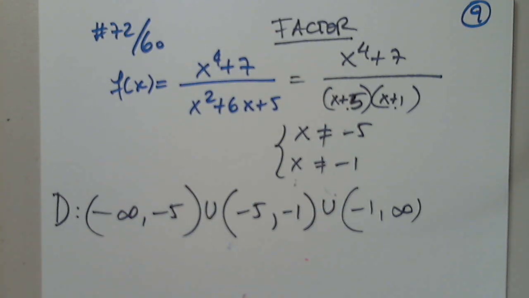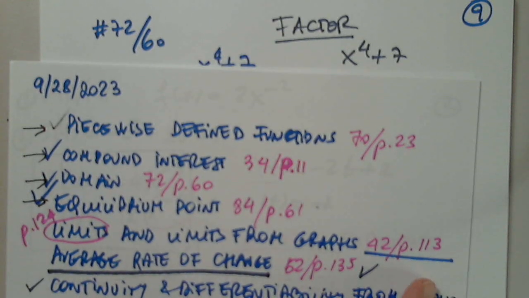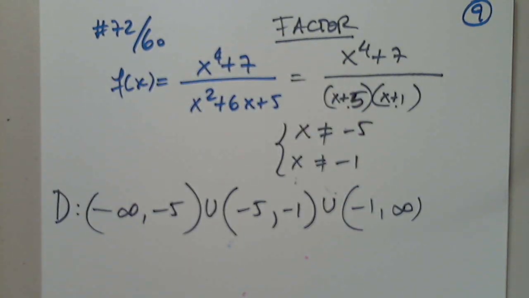And I have 2 pages, 124 and 113. So let's look at 42 first. On 113. I need the book for that. Where is my book? Here's my book. Okay, 113. I hope I'm not logged out. Okay, 42.